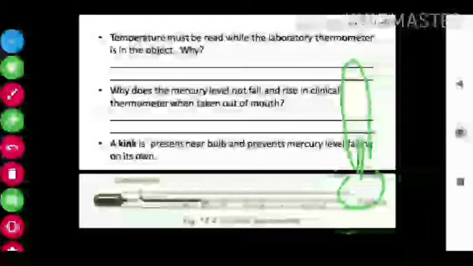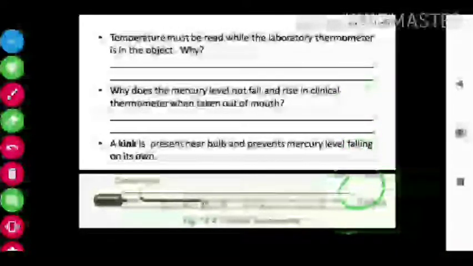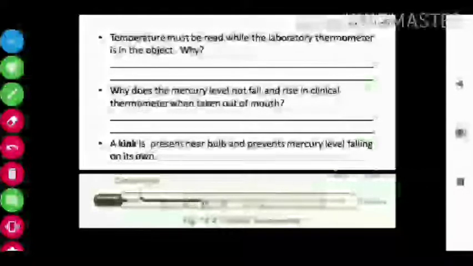Why? Because it has a kink. Already told, it has a kink. Here it has a kink, and that kink prevents the mercury level from falling on its own. It cannot fall by itself. So this is the kink. It is present in only the clinical thermometer, and it prevents the mercury level from falling, meaning due to the kink the mercury level does not fall on its own. So this is the answer. Next, you can move to the next.